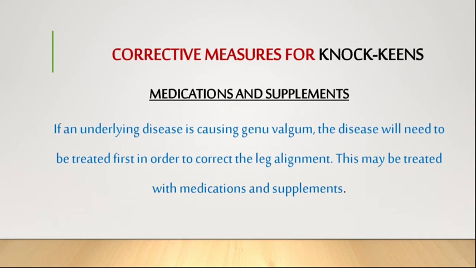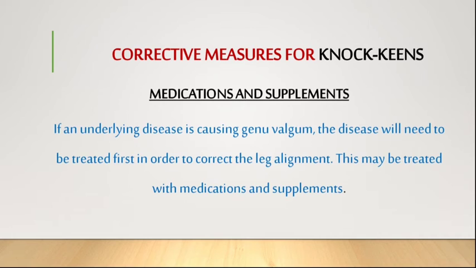So on the next page, the corrective measures for knock knee. The first thing you will do is medications and supplement use. So why do we use medication and supplements? Because the basic cause of knock knee is weak muscles or weak bones. So you can use supplements just like nutrient food. It's related to your nutrition. That's why we take supplements and medications.